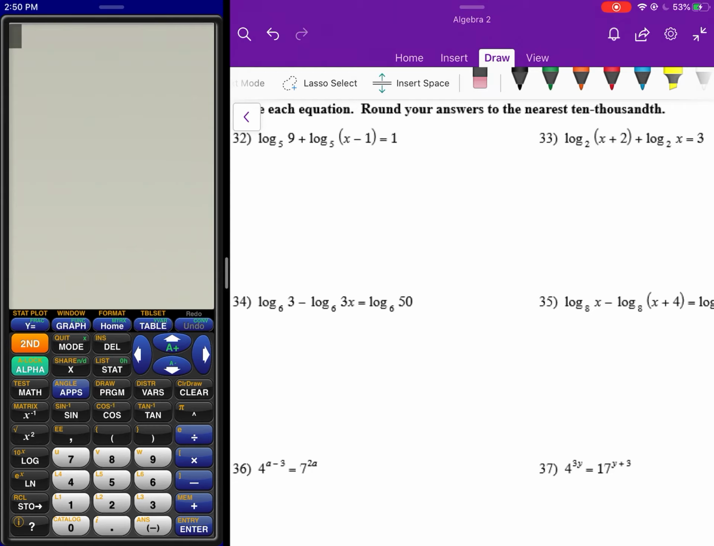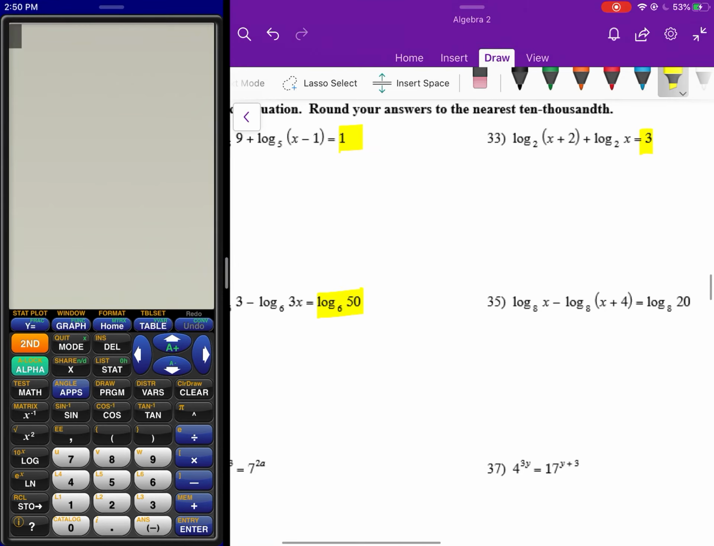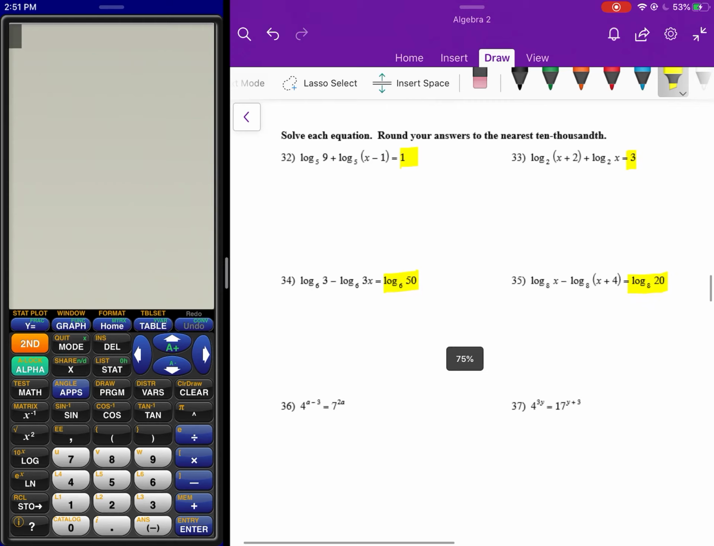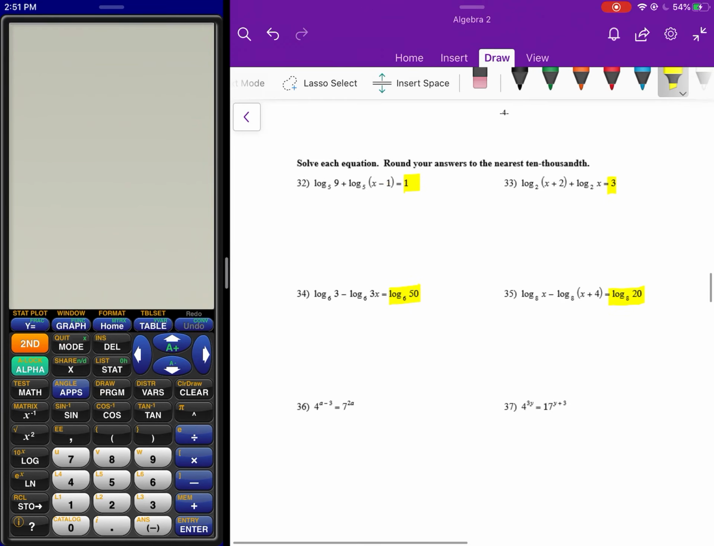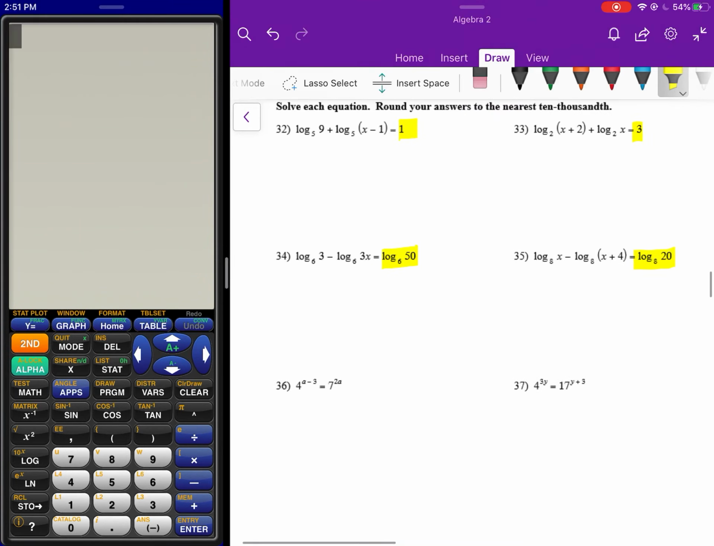The difference I want you to notice is that on 31 and 32, you have a constant on the right side, whereas on 34 and 35, you have a logarithm on the right side. So 34 and 35 are actually going to be similar to 31, except that you have to do one other step before that. So let's get started with these.